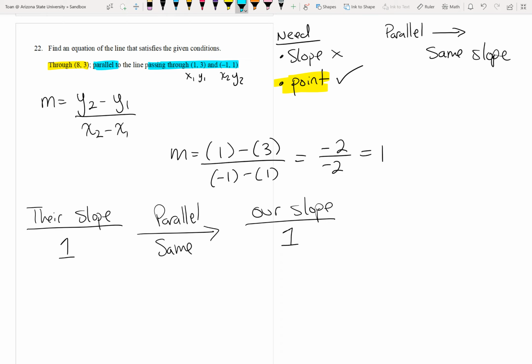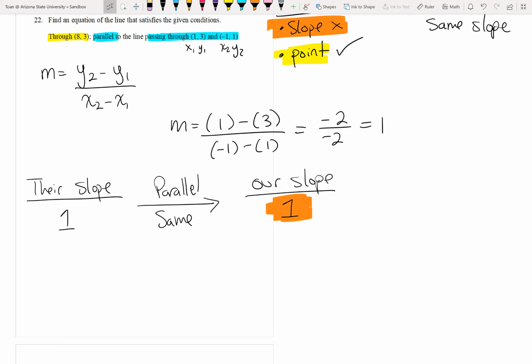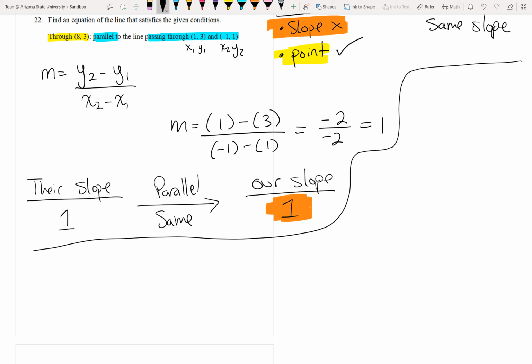So now we've done it. We have a slope, good. We have a point, good. Now we can write the equation of the line. You can use y equals mx plus b. I like point slope form, y minus y sub 1 and all that fun stuff. So for this solution, I'm going to show point slope form, but you use whatever favorite form you want. We should get the same answer in the end.